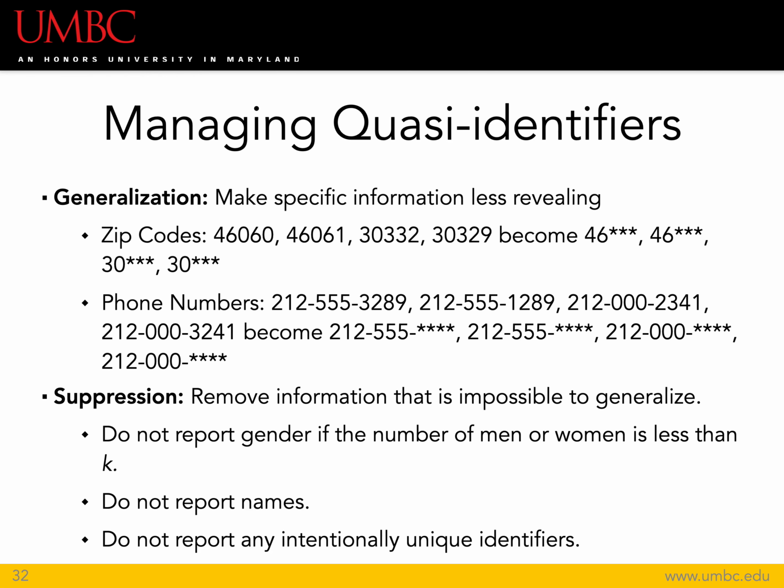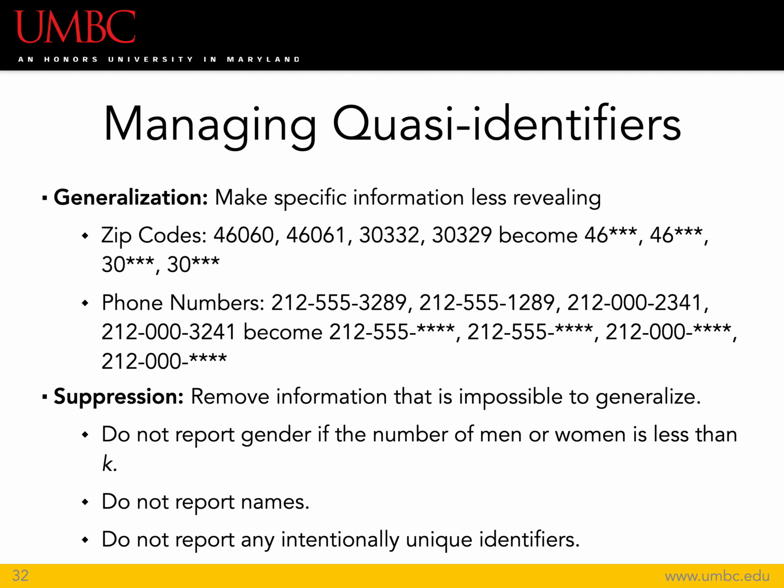Okay? So to take zip codes as an example, you may have a whole bunch of zip codes, each of which, we'll just assume the 5-digit zip code for now, each of which are identifying a small subset of people, but if you remove the last 3 significant digits, so instead of 46060 and 46061, you just have 46 star star star, that makes the pool of individuals who would be potentially qualified by that zip code much larger. Similarly, with phone numbers, you can just remove the last 4 digits and you still have something that's useful, right? A 212 area code is different from some other area code, and it's a valuable piece of information, but it is not as valuable as the specific exact phone number.